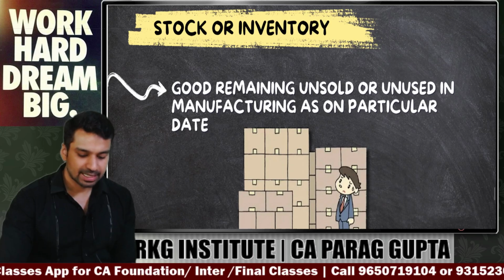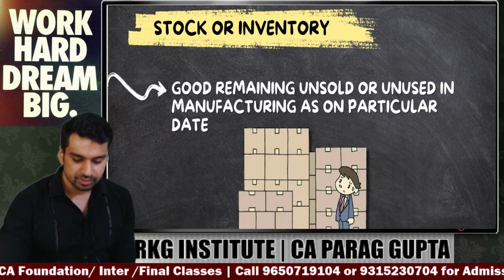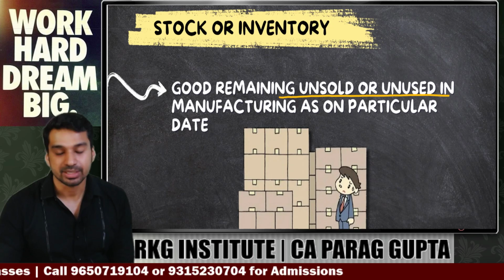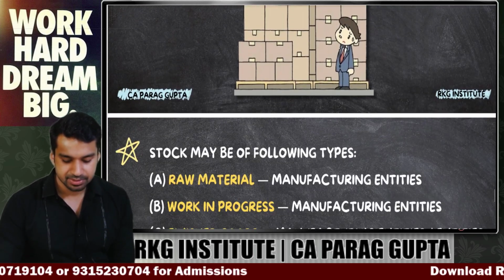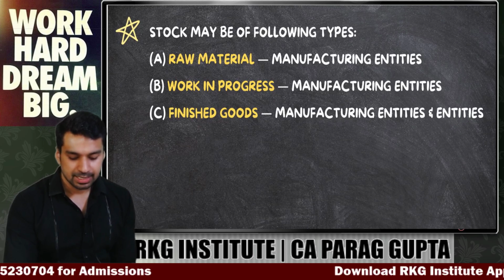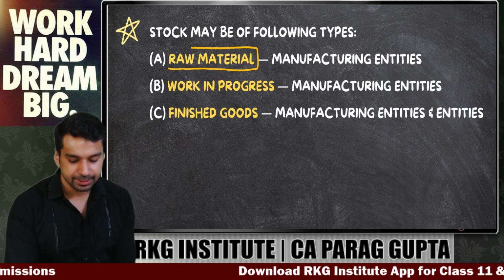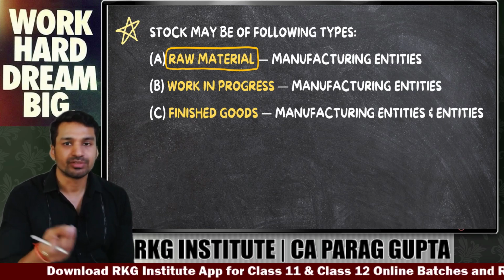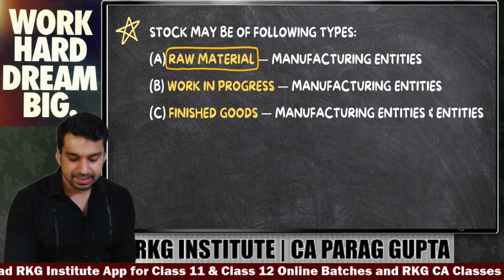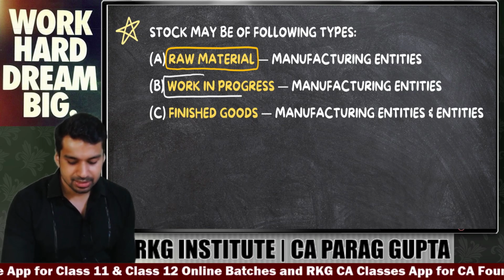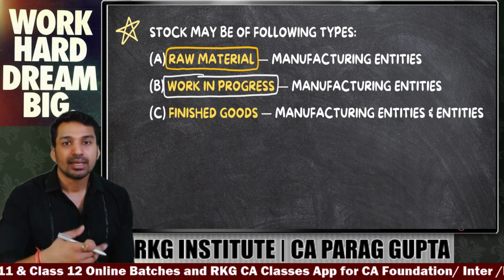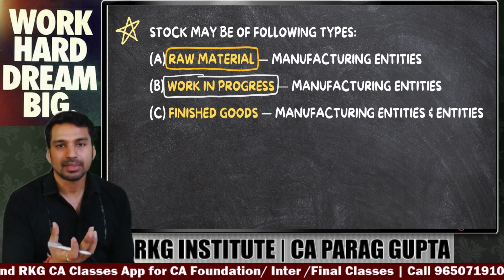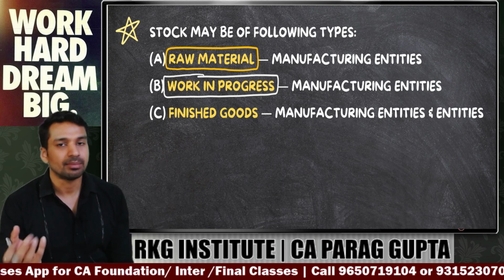Anything which is kept in my business, which is unsold, which is there in my factory, you can say, is considered as inventory or stock. It is generally of three types. One is raw material. Like if I have a manufacturing entity, I will have some raw materials with me. Raw materials are some inputs which will be used in production. Similarly, second type is work in progress. Work in progress is like my raw materials are converting into some finished goods, but while converting, before the process is complete, during the process they are termed as work in progress.